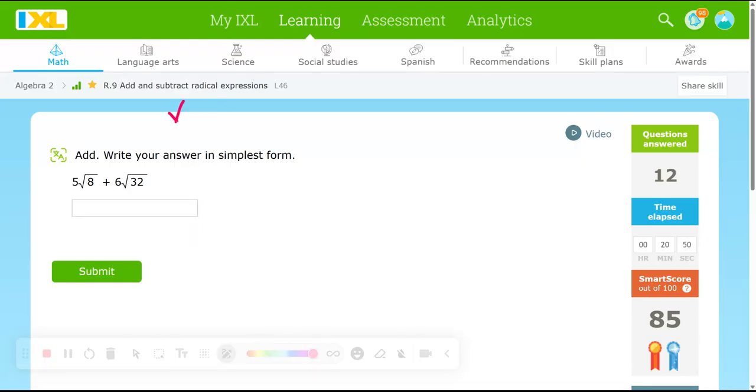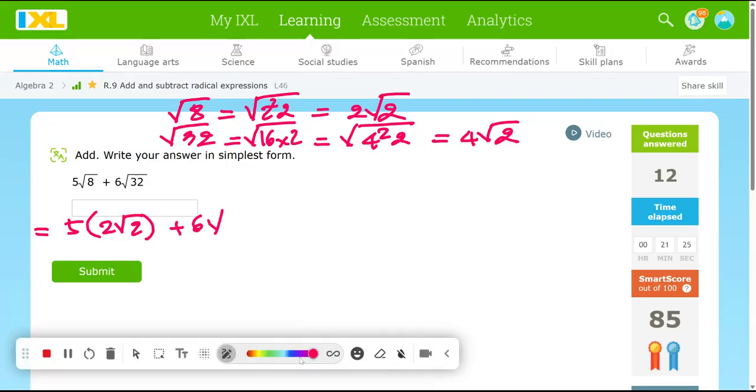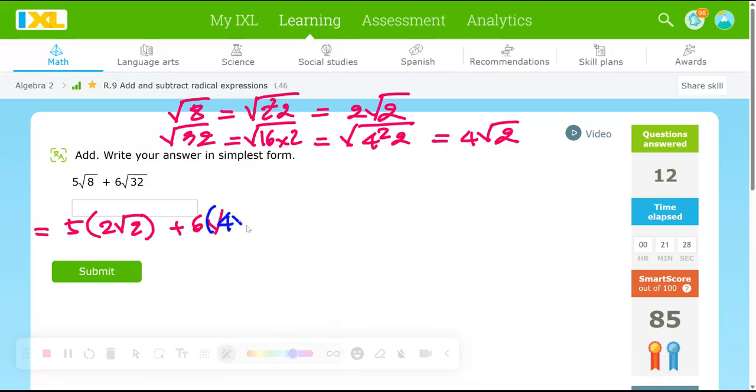Okay, square root of 8 should be 4 times 2, 2 square times 2. So I take out number 2, so 2 square root of 2. Okay, square root of 32. That is 16 times 2, which is 4 square. 16 is 4 square. So it's 4 square root of 2. Okay, so now I put them together. Instead of square root of 8, I put 2 square root of 2. Instead of square root of 32, I put 4 square root of 2.